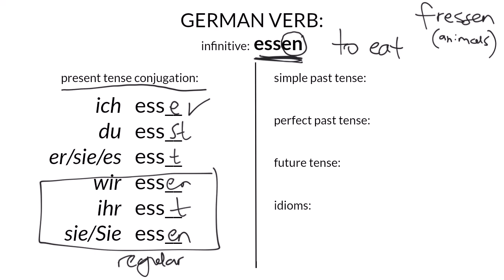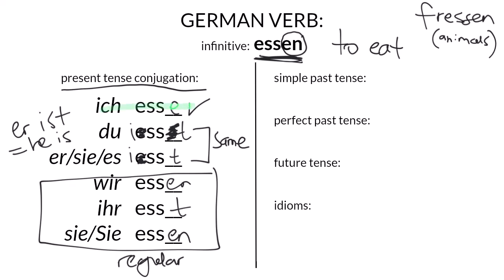However, we do have a vowel change in the du and the er/sie/es forms. So instead of e, we have an i as the first vowel there, isst. So notice now that they're actually the same forms, because this s needs to be removed as well because you can't pronounce it. There's no pronunciation difference. So these two forms are going to be exactly the same. Du isst and sie isst. And also they're pretty much pronounced the same as ist, he is, just with a different spelling. So be aware of that.